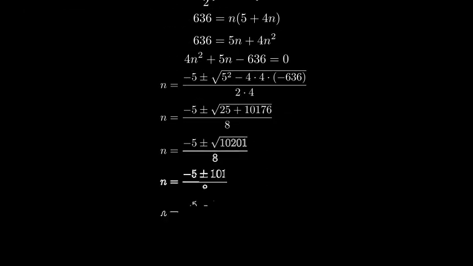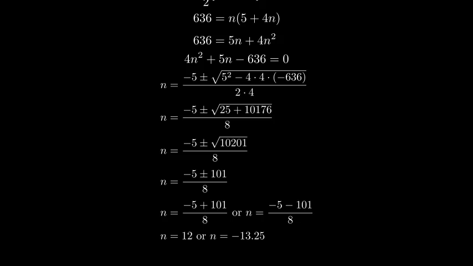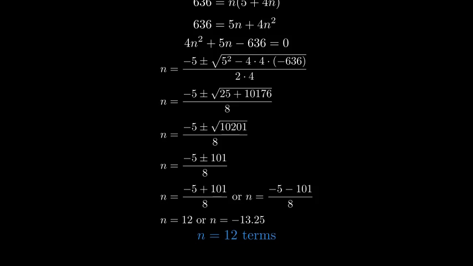Using the quadratic formula, we get n equals 12, or n equals minus 13.25. Since n represents the number of terms, it must be positive, so n equals 12. Therefore, we need to take 12 terms of the given arithmetic progression to get a sum of 636.